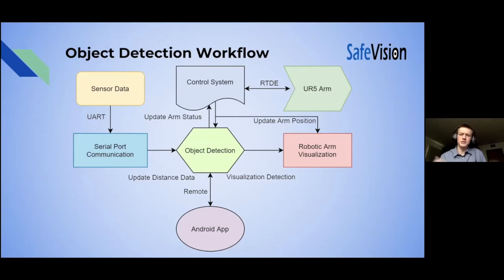We also use all that information, the sensor distances and joint angles and velocities, to visualize the arm and all the sensors. And finally, we have an Android app that we can use to remotely view and control the arm.